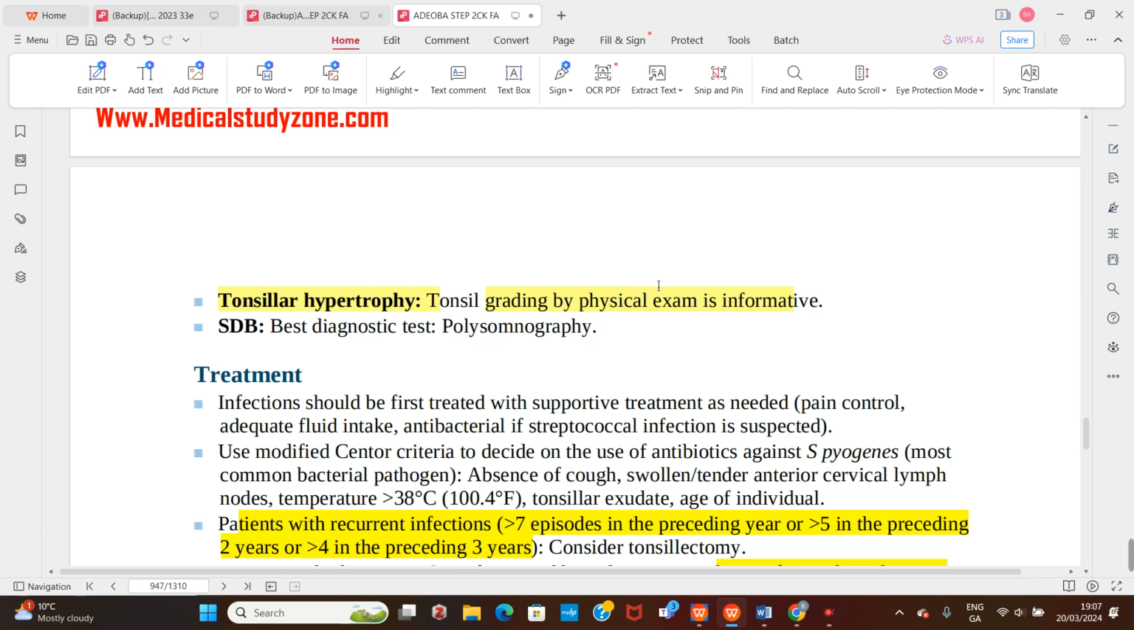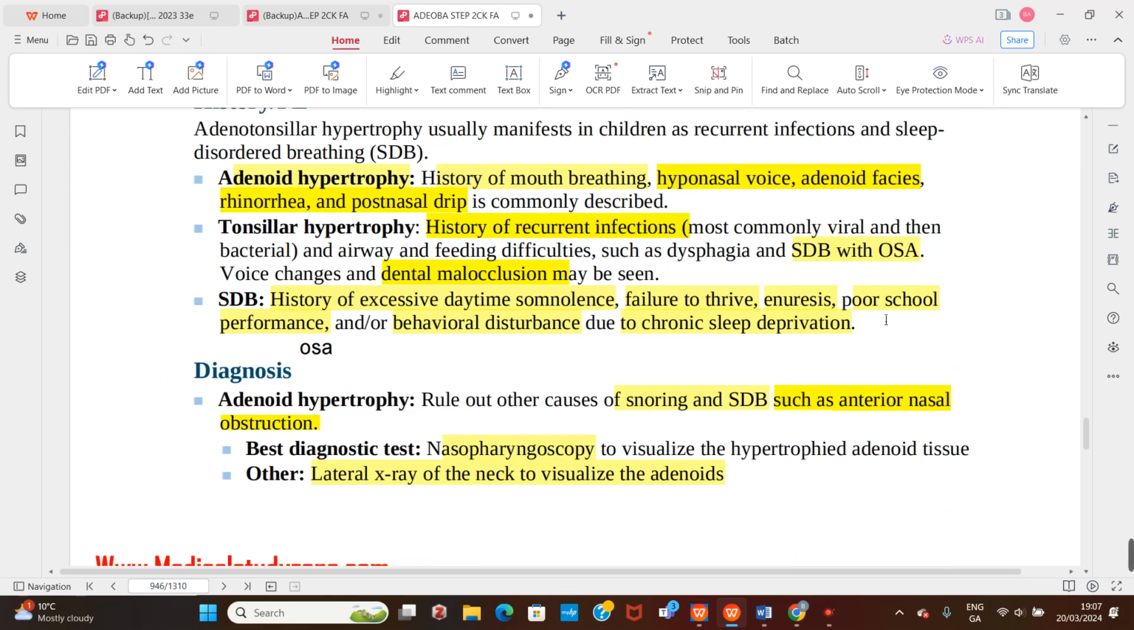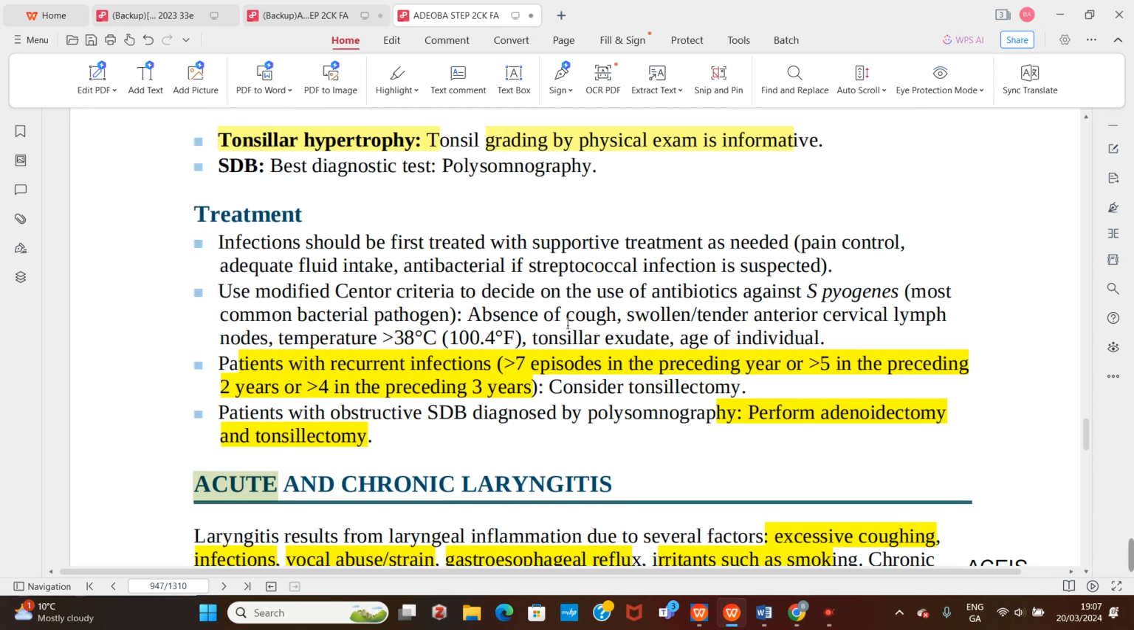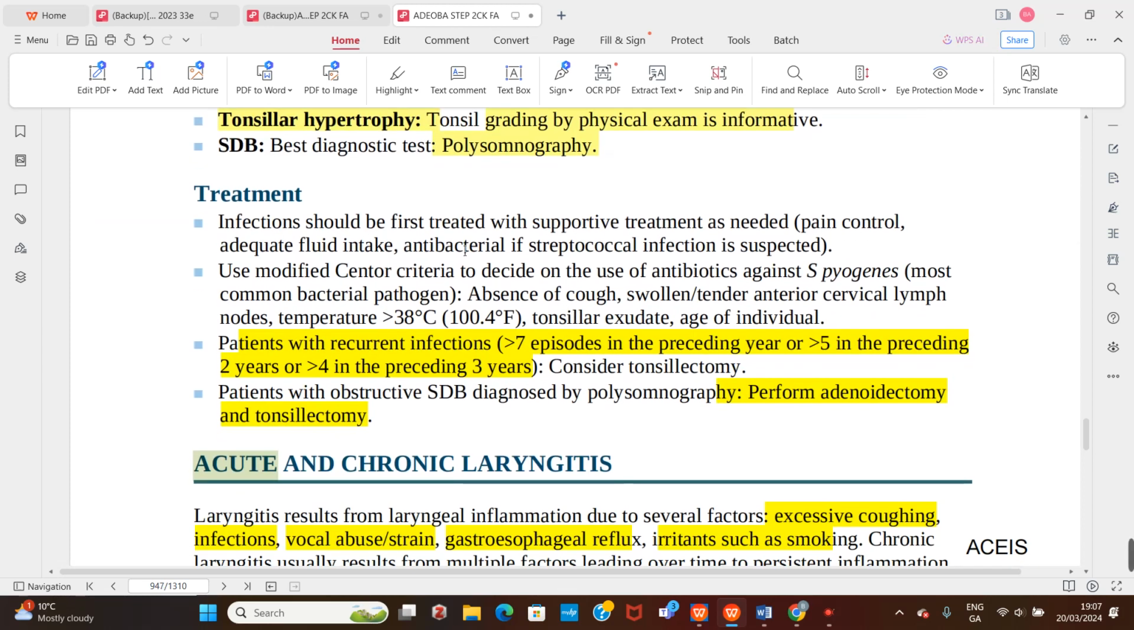And if you notice that the individual is having features of obstructive sleep apnea, like daytime somnolence, poor school performance, behavioral problems, you have to do a polysomnography. You have to do a polysomnography to diagnose that obstructive sleep apnea. I already know the criteria. The apnea hypopnea index more than 15 if there's no symptom. Apnea hypopnea index of 5 if there's symptom.